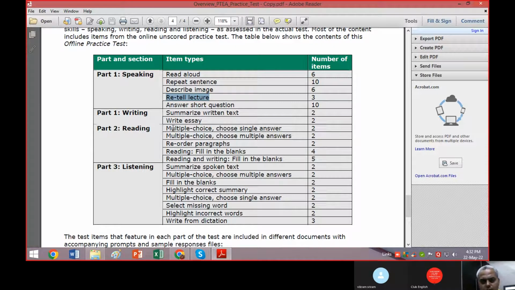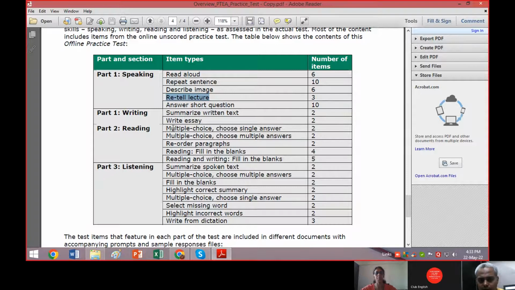You'll be writing two or three words, and with the help of those words, after the lecture is over, you'll be given some time to speak about the lecture in your own way. So now you are going to speak the lecture in your own way. So this will be like that.